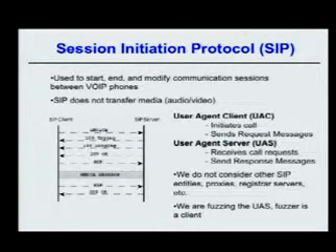So after that, there would be a media session right there. Now, the media session isn't handled by SIP. It's handled by some other protocol, usually RTP, real-time transport protocol, but it doesn't matter what it is. It could be something else. But some other protocol handles that.